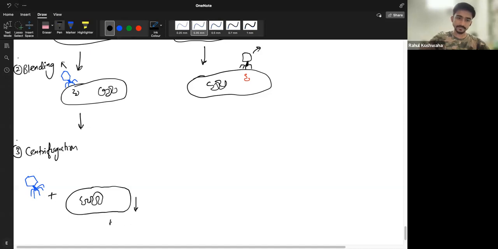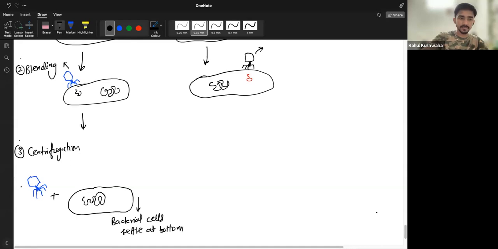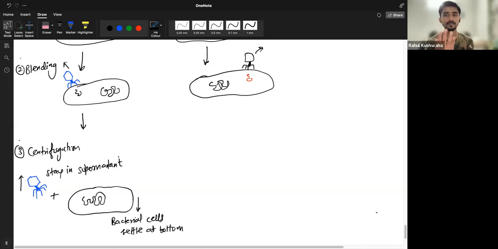So bacterial cells, write down: bacterial cells settle at the bottom. And these particles stay in the supernatant. Supernatant is what does not settle, like the liquid. It's a similar concept. If you put some sand in the water and mix it well, it will look muddy. But if you centrifuge, all the sand will settle at the bottom because it is heavier and denser than the liquid, right?